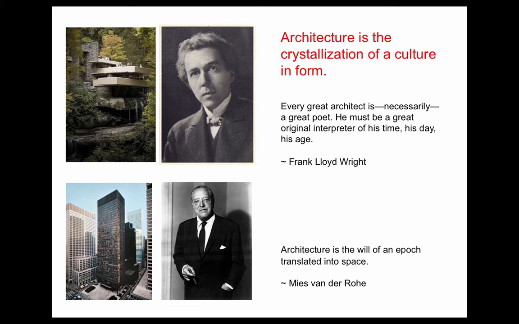Mies van der Rohe says, architecture is the will of an epoch translated into space. So by space he means buildings, and will of an epoch, the nature of a culture. So the Villa Rotunda expresses the humanist vision of the emergence of the individual human being in architectural form.